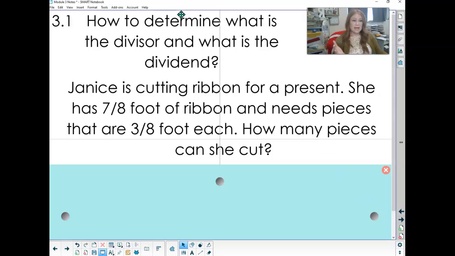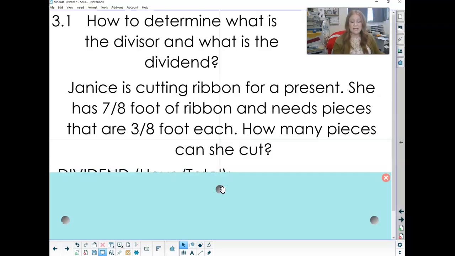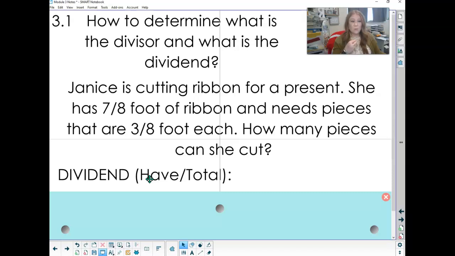So when we're trying to decide what is the divisor and what is the dividend, I always like to think, what am I starting with? What am I cutting it into? So let's take a look at this problem here. Janice is cutting ribbon for a present. She has 7/8 foot of ribbon and she needs pieces that are 3/8 foot each. How many pieces can she cut? So I always like to think, what do I have? What is the total? If I come back and look, she has 7/8 foot. That's what she is starting with. So our dividend is 7/8.